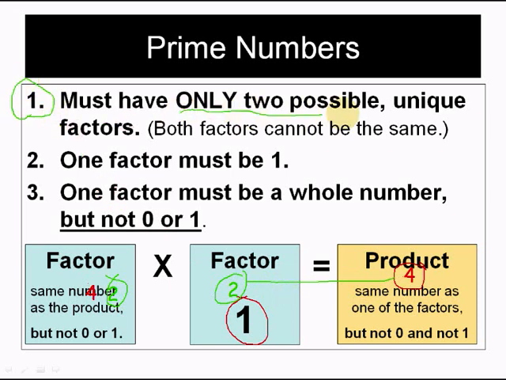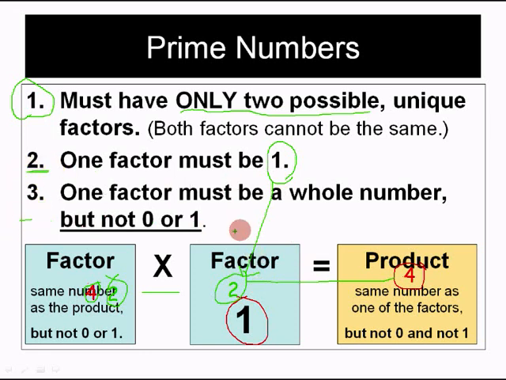Only 2 possible. But here we have 4 into 1 and 2 into 2. There are 4 possible ways, right? So here this one factor must be 1. But here we have the other factor is going to be 2 as well. Okay. So it failed in the second aspect.